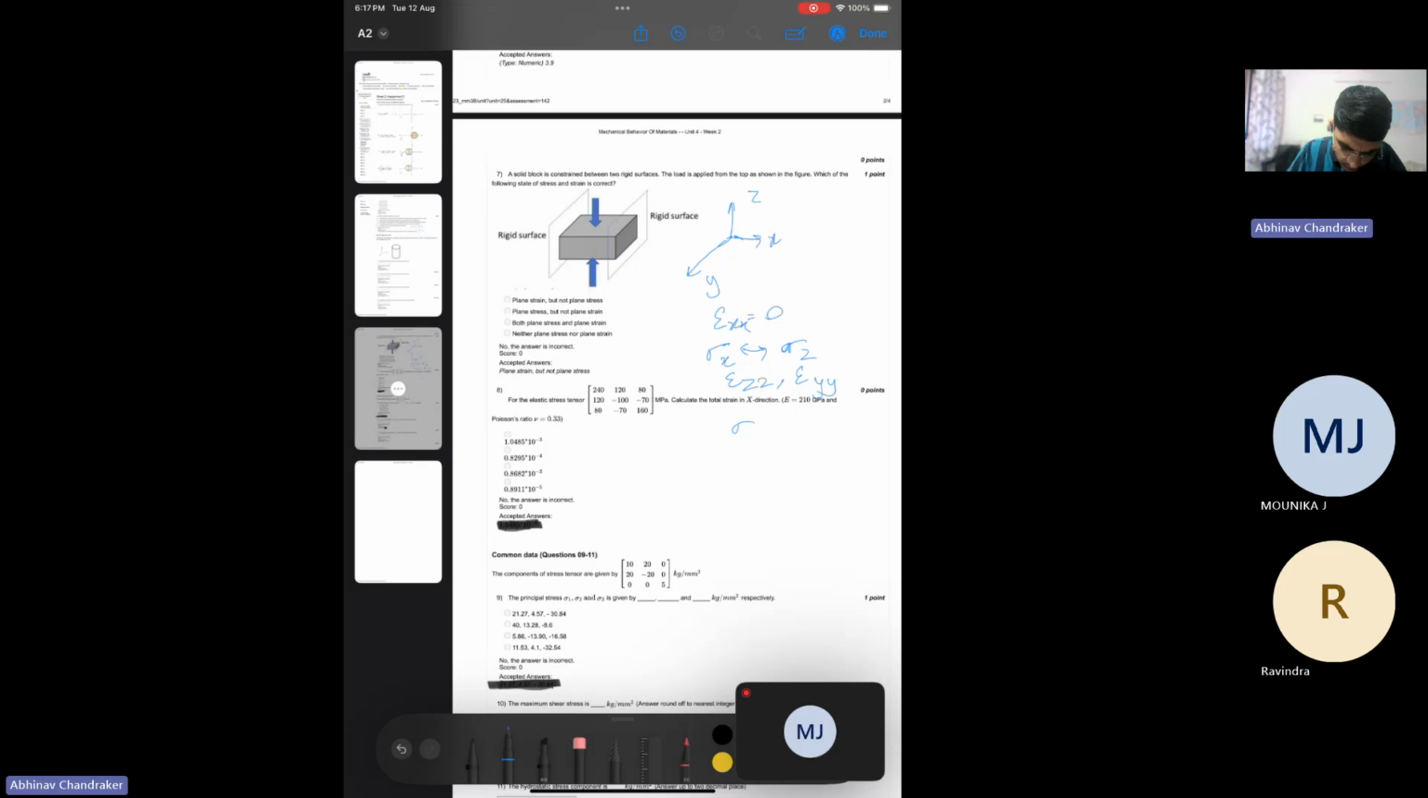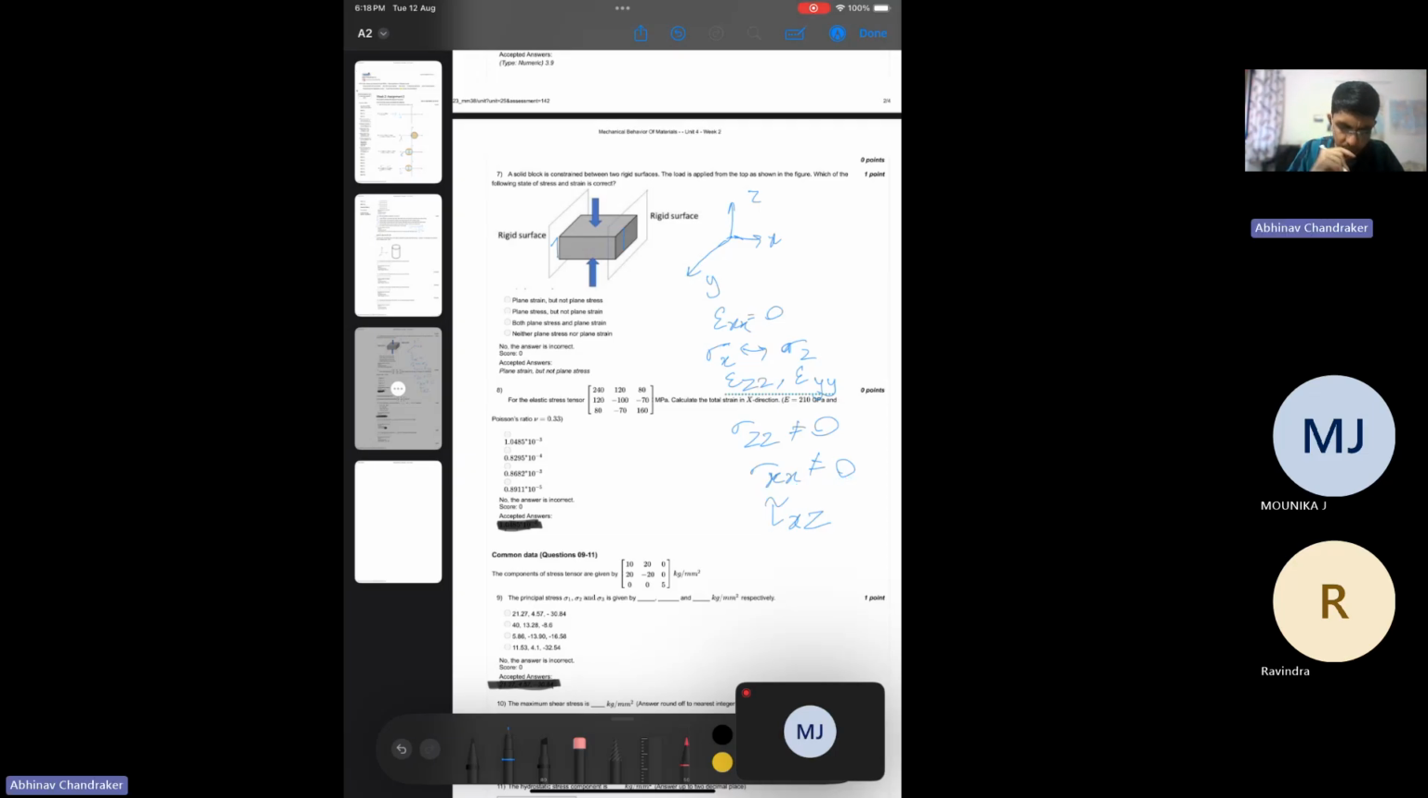So we know that sigma zz is not equal to 0 since we are applying a load. Sigma xx is also not equal to 0 due to the rigid surface which will have a normal force. Then there will also be some tau xz to counter the weight of the block, right? If you draw the FBD, it will be something like this. There will be shear stresses which will counter the weight of the block.